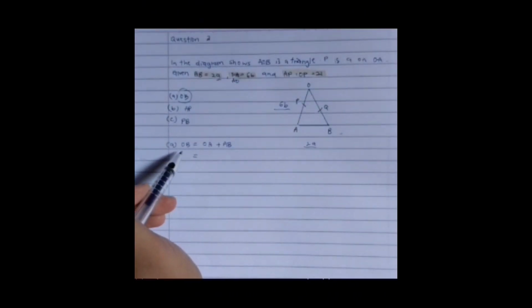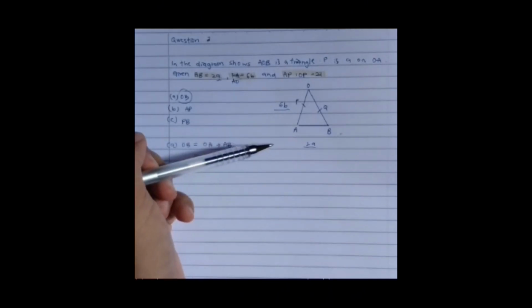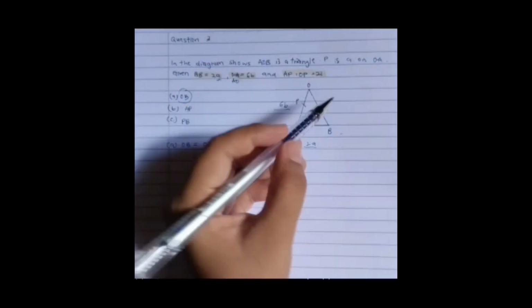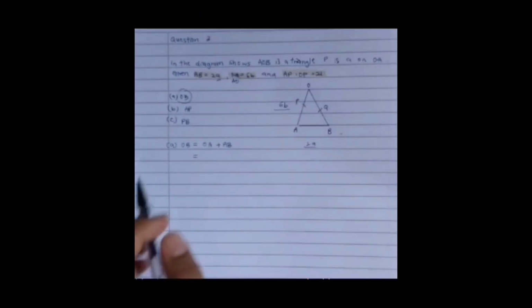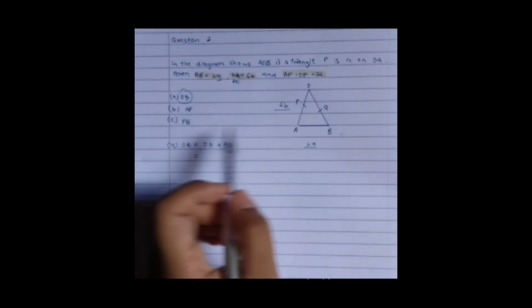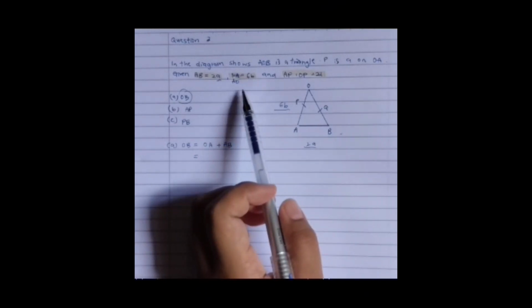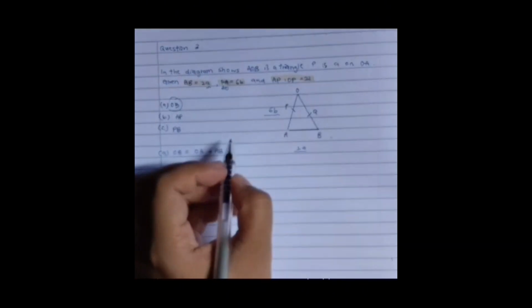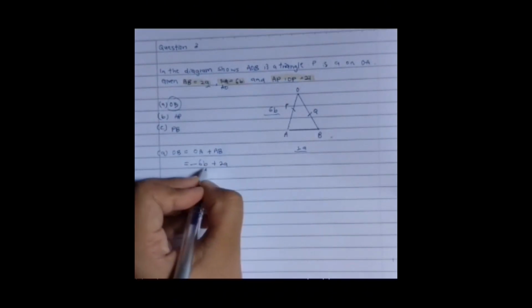To find OB, we have to find a way to get from O to B. So we can use OA plus AB. So based on this information, AO is 6B. So this one is OA. So we just have to invert it. So it becomes negative 6B plus AB, which is plus 2A.